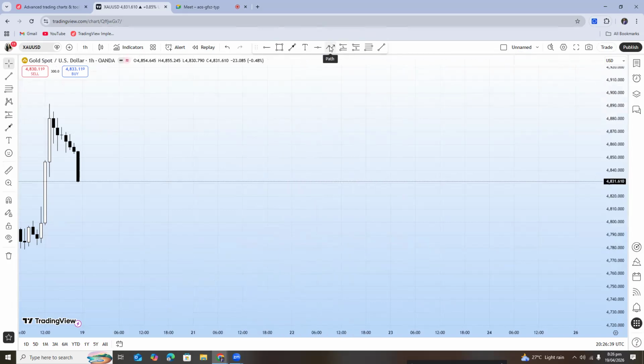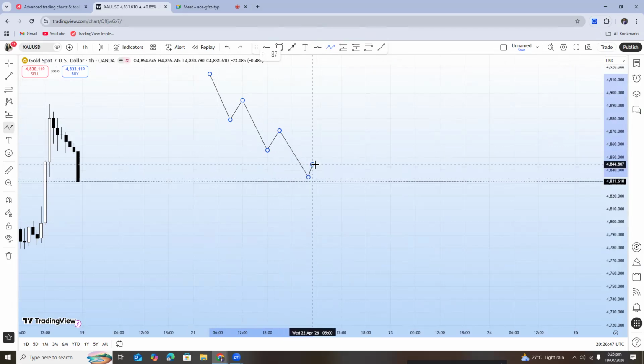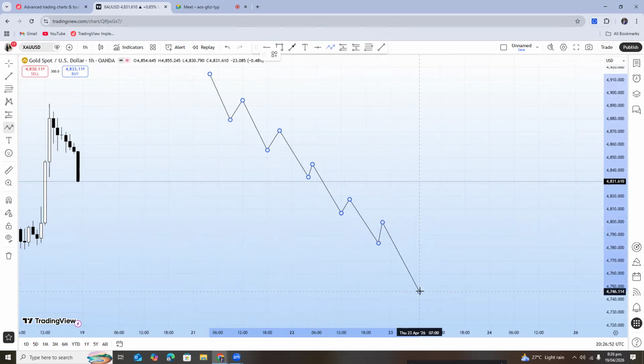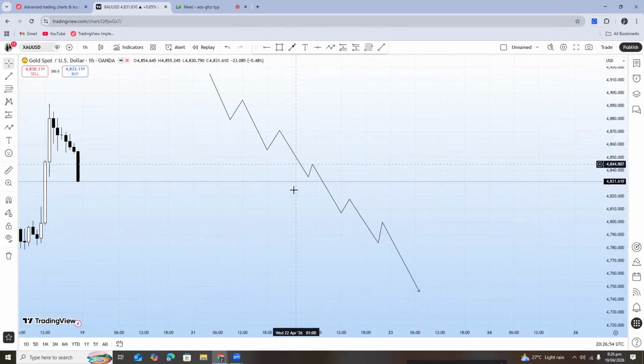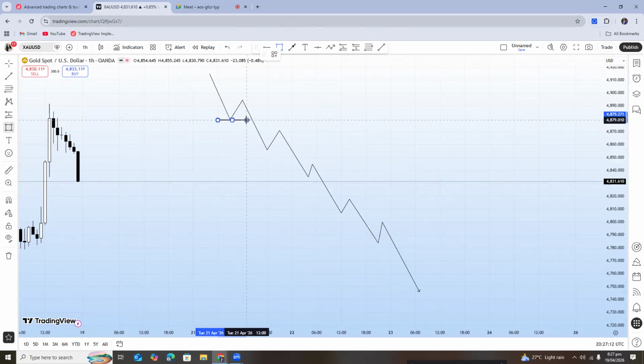Let's look at the other side. When the market is dropping, it does something like this. When it is dropping, it does something like this. And so the point that it gets to right before it goes up, that place is known as a lower low. Okay, like this. That is a lower low.